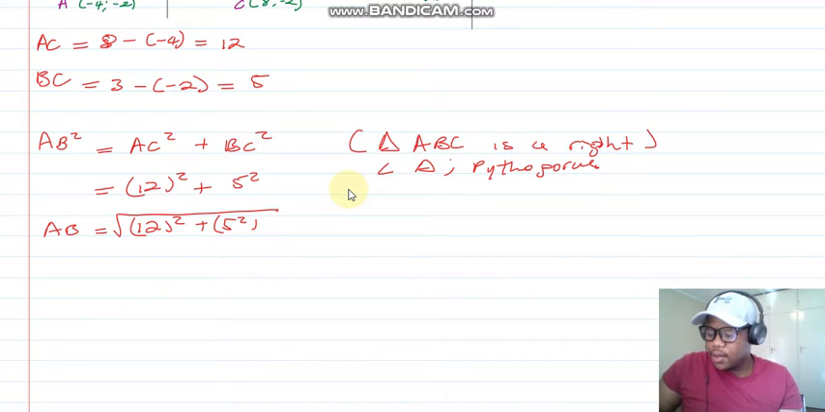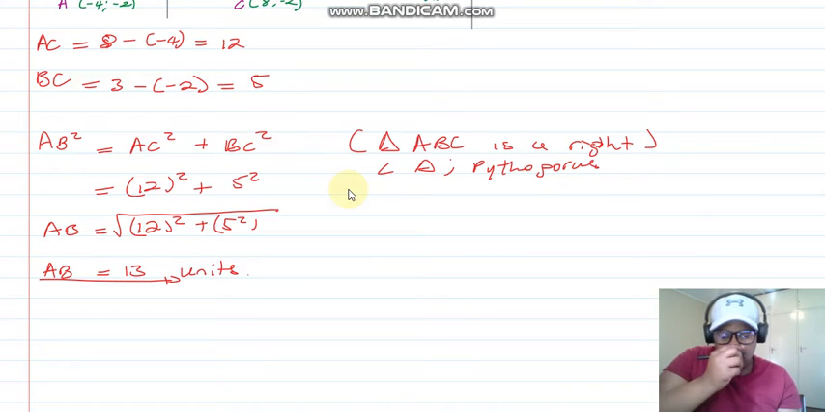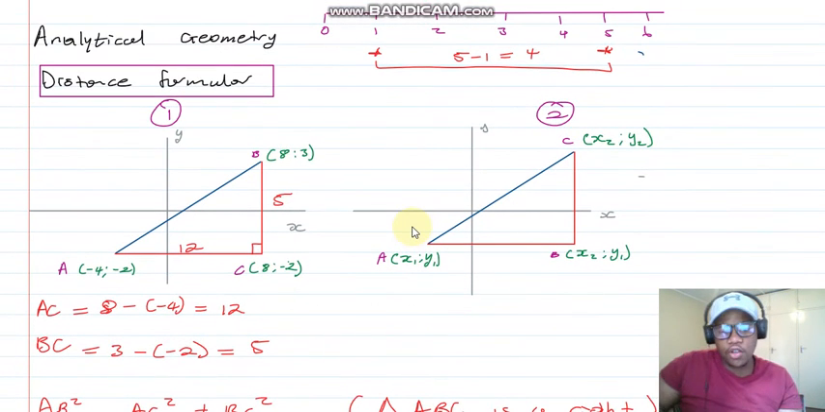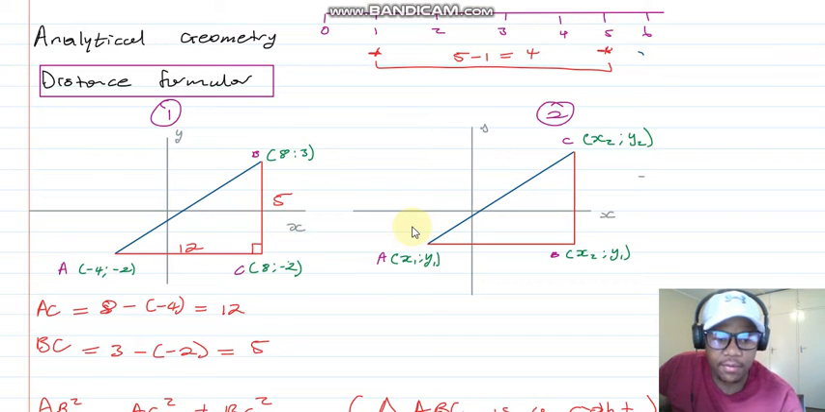I'm sorry. And then what we're gonna get, you can put it on your calculator, is 13 units. It's important to say that it is units, right? So that's that. I hope you guys see that's how we calculated the length of AB.